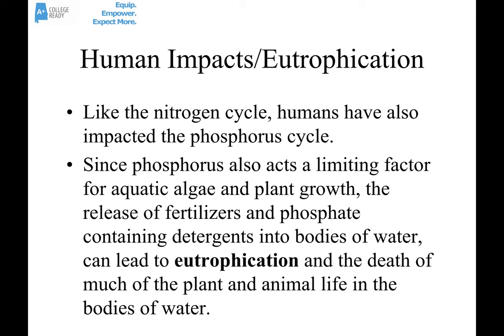Like with the nitrogen cycle, humans have had an impact on the phosphorus cycle. A lot of detergents, for example, used to contain high amounts of phosphorus. Sewage contains phosphorus. When those have been released into bodies of water, because the phosphorus acted as a limiting reactant on algal growth, once that extra phosphate was put into the water, again, we ended up with eutrophication, this crazy algal bloom. And ultimately, after the algal bloom, as the algae die and are decomposed by cell respiration, it causes dissolved oxygen levels in the water to drop to critical levels, causing a die-off of lots of the plant and animal life in the water.